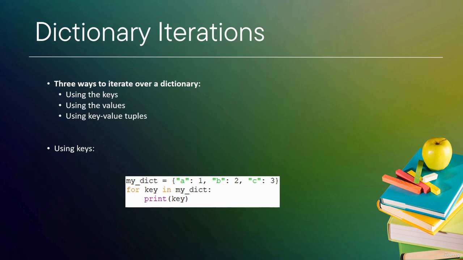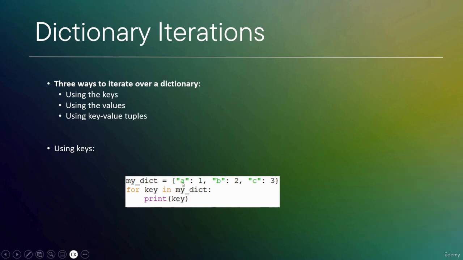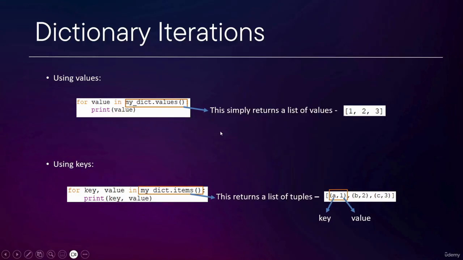So there are 3 ways we can iterate. We can iterate using the keys, using the values, and even using the key tuple values. So when we iterate using the key, it will only iterate over these values. So this key will point to this one. Then in the next iteration, it will point to this B. It will not go over these values, only the keys, using the same concept as we learned in lists. And then when we print key, it will print this value A, B, and C.